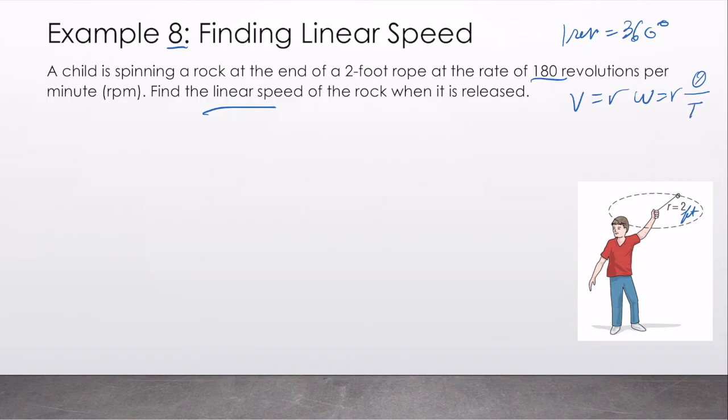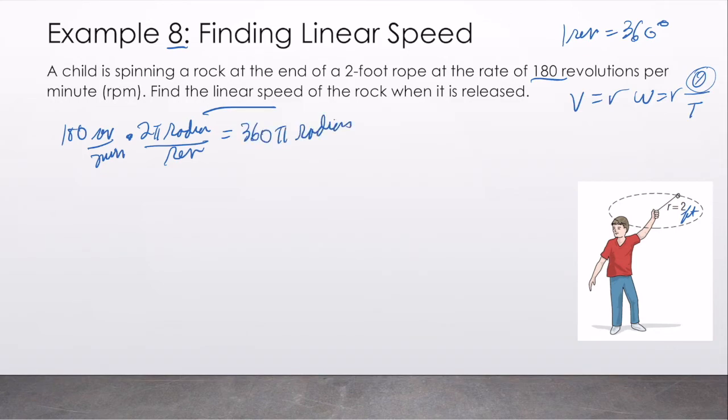Okay, so we need to convert from revolutions per minute, because that's how many times it's gone around, to radians. So if I have 180 revolutions per minute, times 2 pi radians per revolution, that's going to give me 360 pi radians per minute. Okay, I just found my omega, not W, omega. It's like a fancy W, like a Walgreens W.